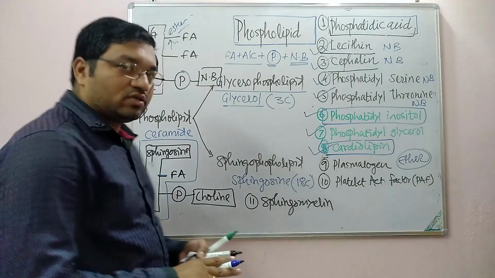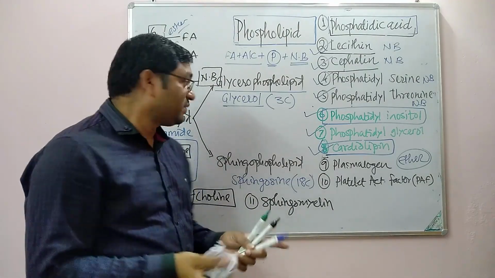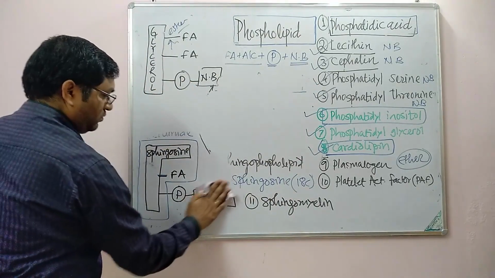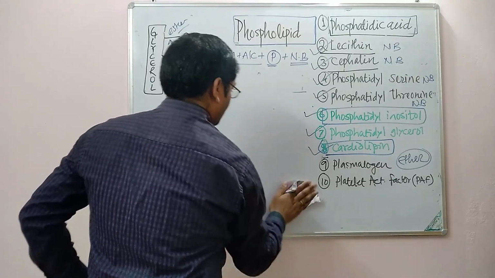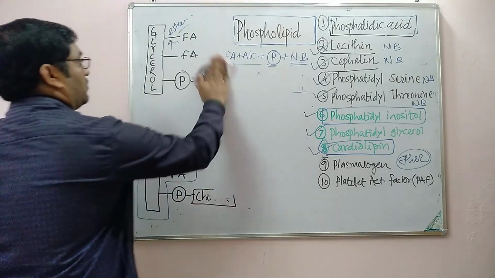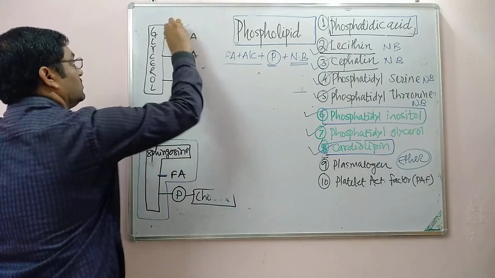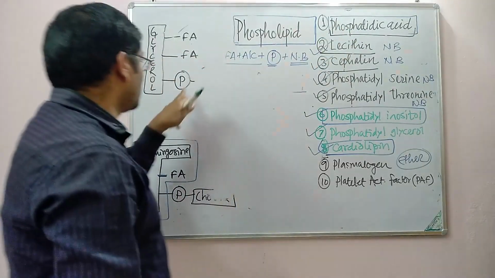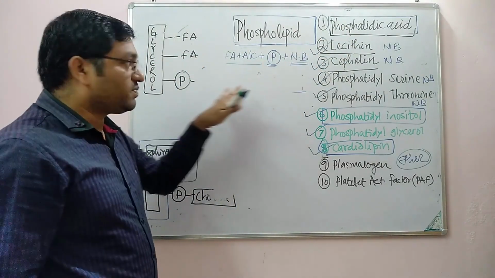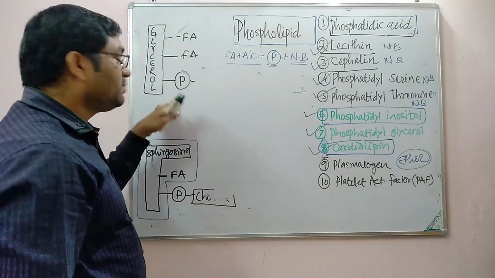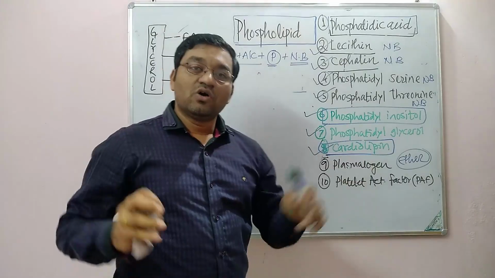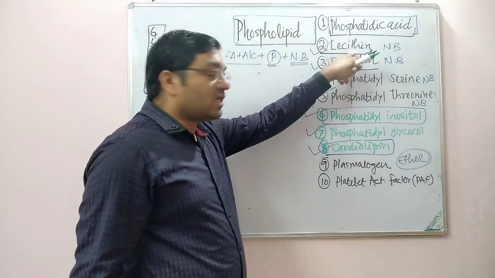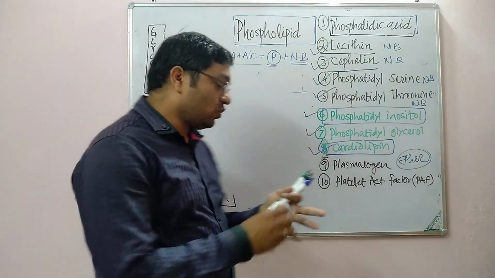Now coming to the short discussion of structure of phospholipids. This one is the structure of phosphatidic acid. It contains phosphate. No nitrogen base is present in phosphatidic acid. It is the simplest and acts as a precursor for all other phospholipids. The first one is over. Now coming to lecithin, the other name for lecithin is phosphatidylcholine.